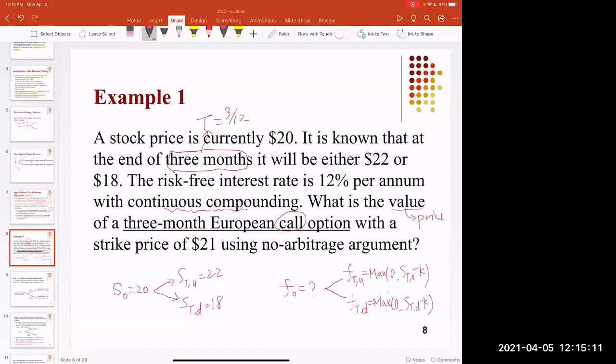So ST, stock price going up or going down, depends on what? It depends on the stock price binomial tree, right? So we can just plug that into the payoff for the option. Stock price going up is 22. Strike price, what is the strike price? 21. Can you tell me what is the option value at the expiration day when stock price is going up? Can you tell me the value? Anybody can figure it out. 22 minus 21.